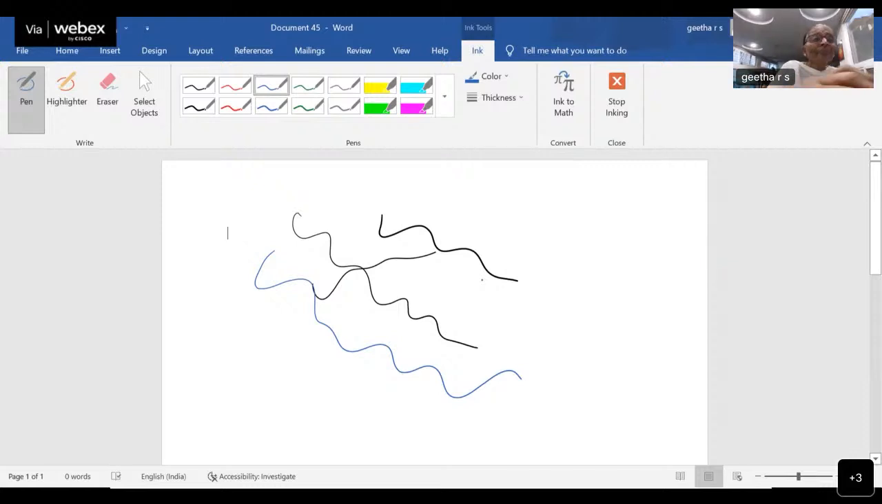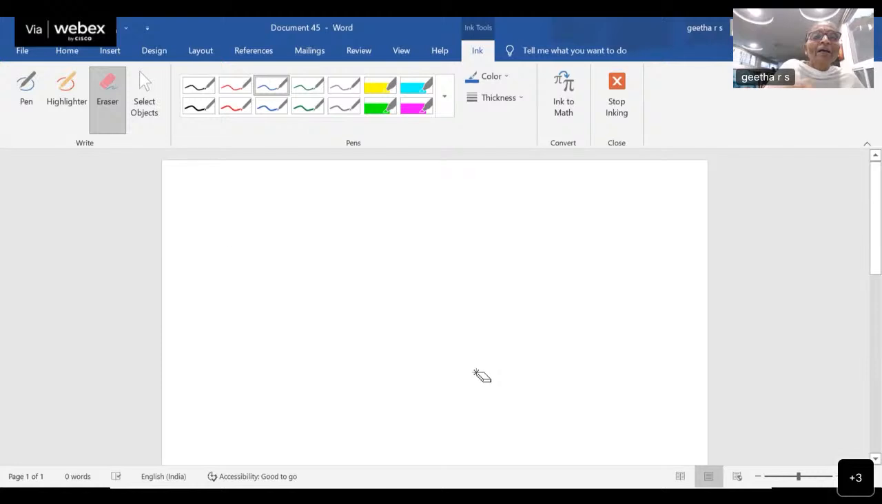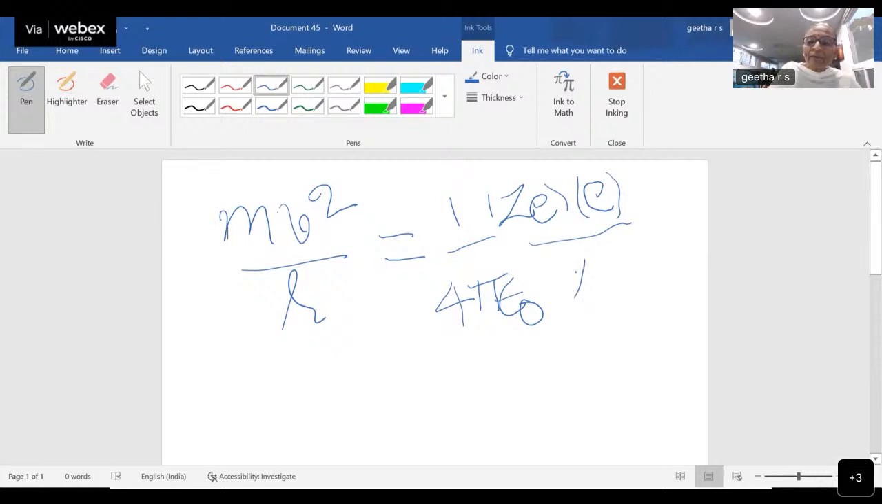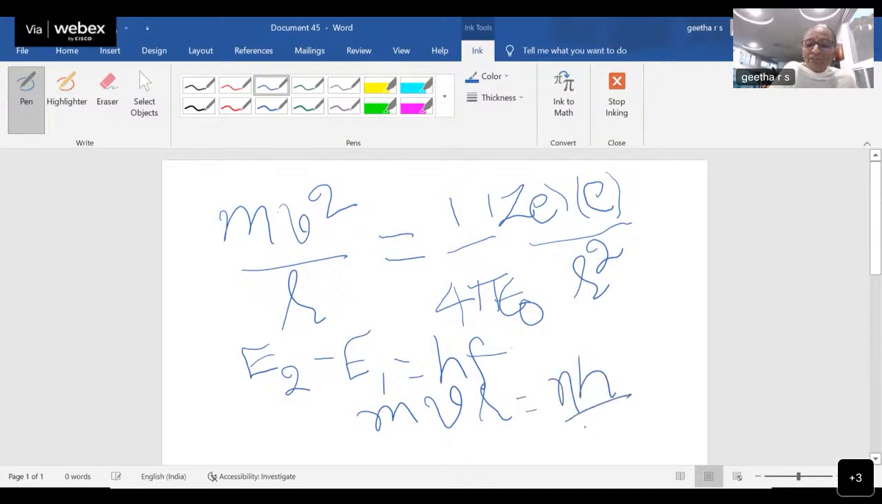Okay, see, one second, let me erase all these things. See, what is that now? It is mv squared by r. So this is the centripetal force. This is equated with 1 by 4 pi epsilon naught, that is the electrostatic force of attraction, ze times e divided by r squared. So ze is the charge of the nucleus, and e is the charge of the electron, and r is the radius of the orbit. So from this, and using E2 minus E1 is equal to hf, and using mvr is equal to nh divided by 2 pi.